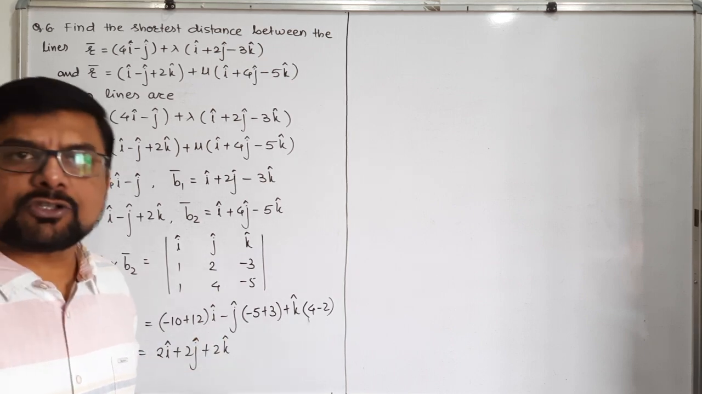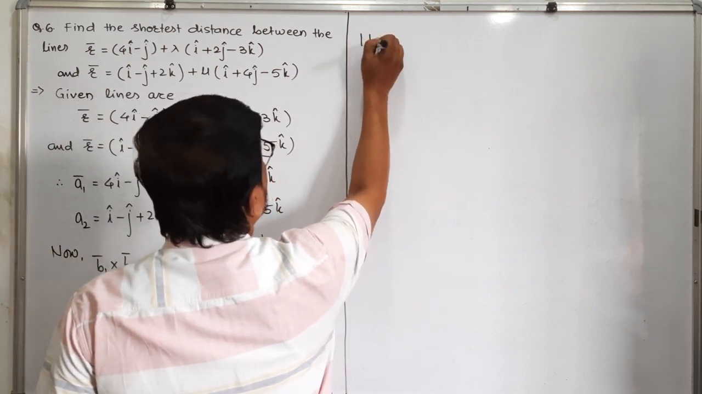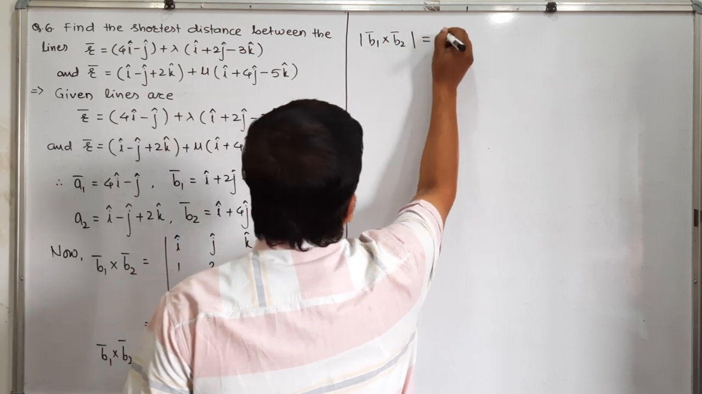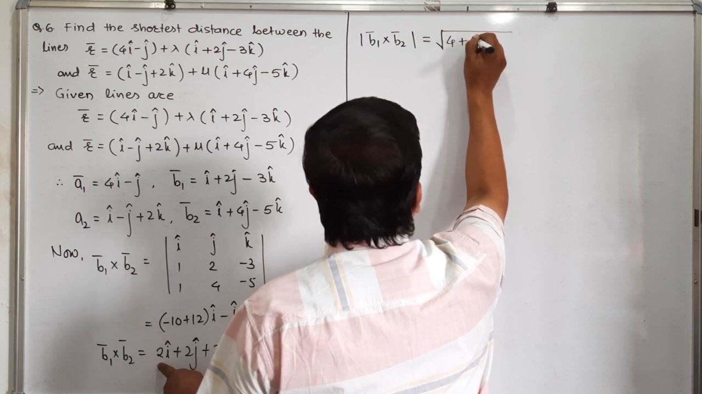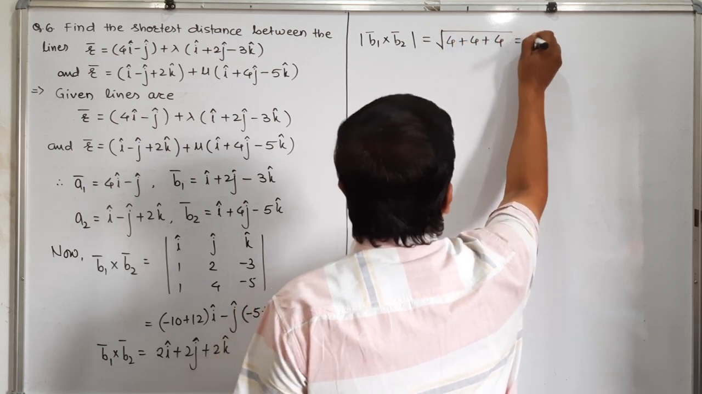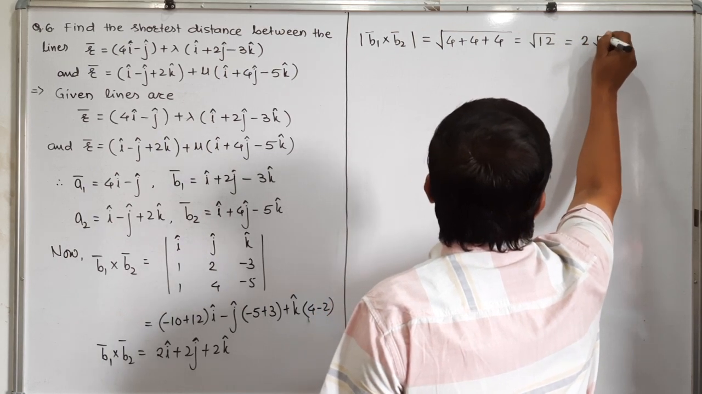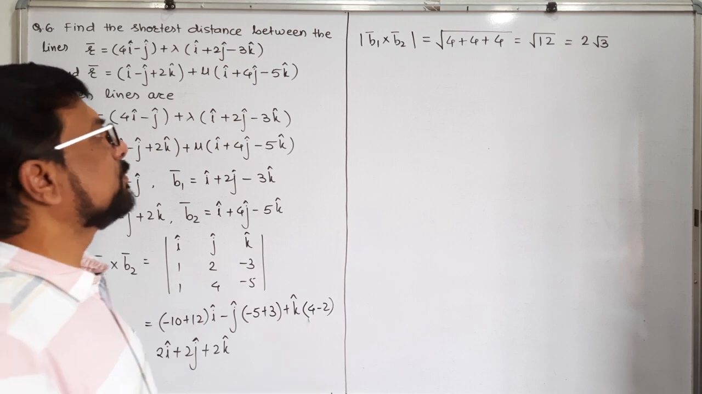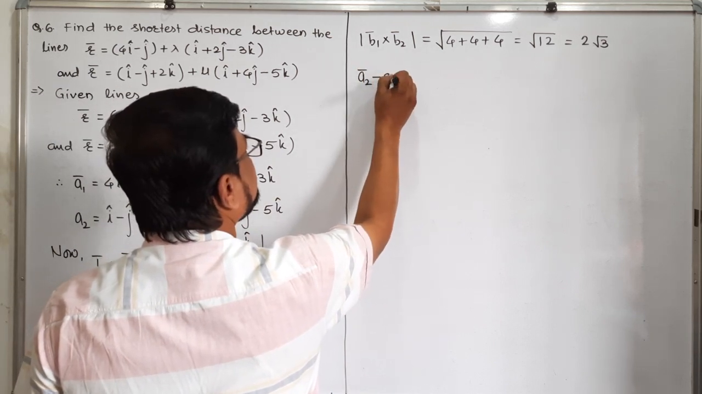Now, after finding the cross product of these two vectors, we will find the magnitude of b1 vector cross b2 vector, that is equal to under root of 2 square is 4 plus 4 plus 4, that is under root of 12, that is nothing but 2 under root of 3. This is the magnitude of b1 cross b2. Now we'll find a2 vector minus a1 vector.